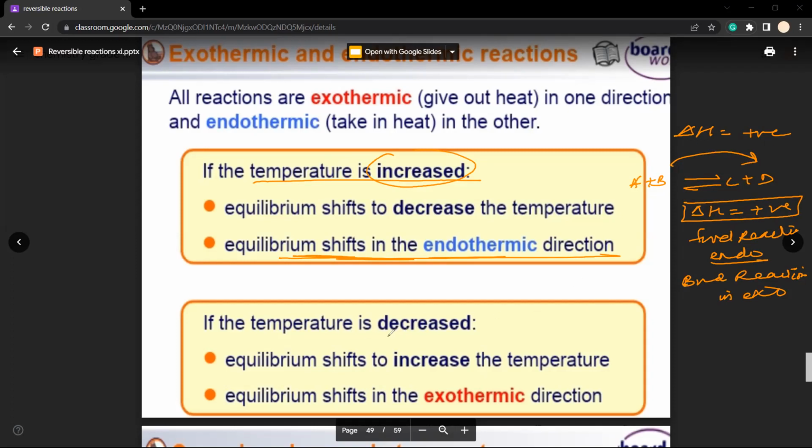Now, if I decrease the temperature, a decrease in temperature always favors the side which is exo. So in this scenario, if the delta H value is positive, the forward reaction is endo and the backward reaction is exo. So if I decrease the temperature, the exothermic side will be favored. That means my backward reaction is going to be favored. So that is the concept behind whether the reaction is going to go forward or backward. That depends on whether the forward reaction is exo or endo. If I increase the temperature, the endothermic side is favored. If I decrease the temperature, the exothermic side is favored.